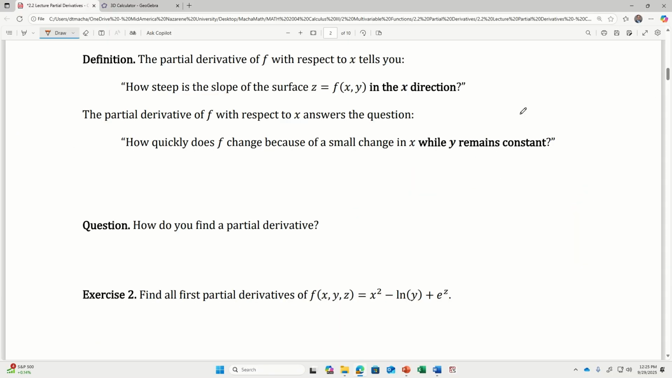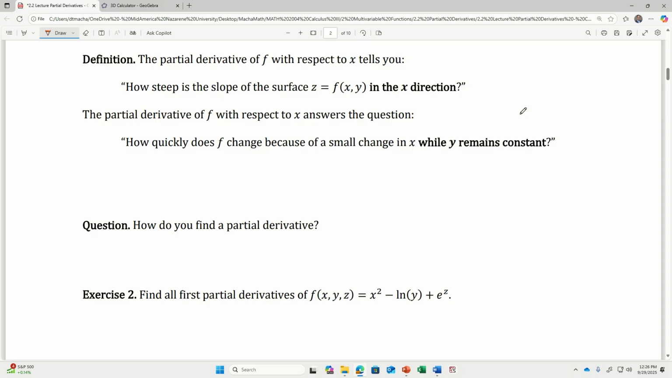So that's what I mean. How steep is the slope of the surface in the x direction? You could also say the partial derivative of f with respect to x is how quickly does f change because of a small change in x while y remains constant.